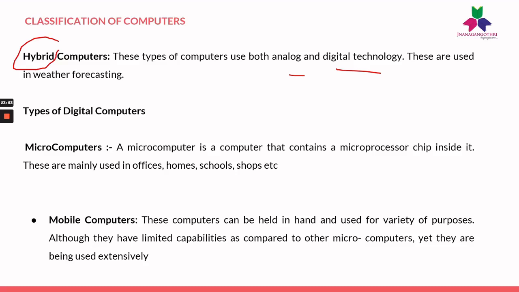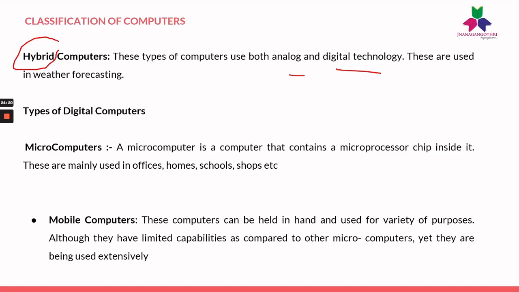Now, one of the categories of computers is the digital computer, which is further divided into a number of categories. The first one is the microcomputer. So what is a microcomputer? It has a microprocessor chip inside. That is known as a microcomputer. These are particularly used in offices, homes, schools, etc.